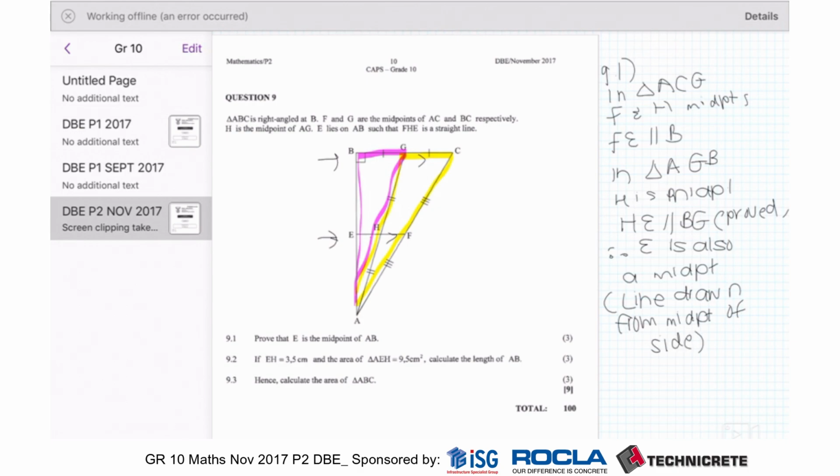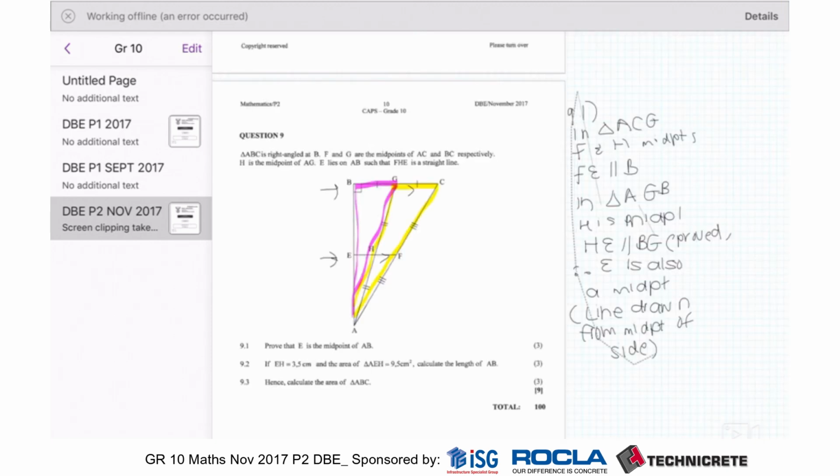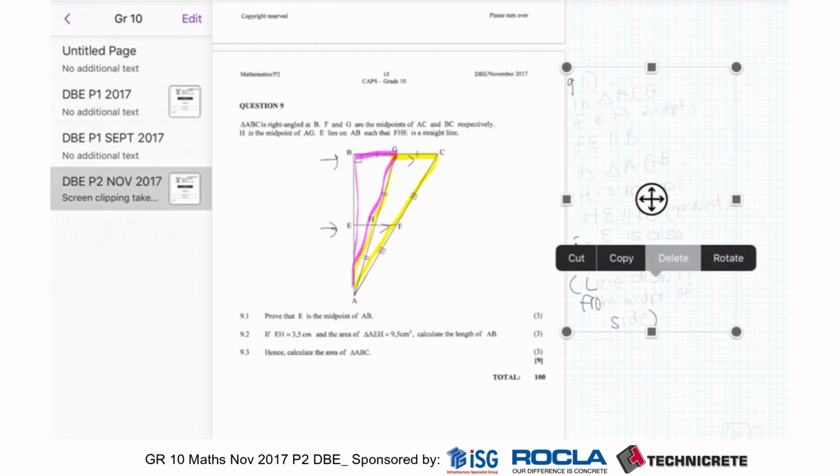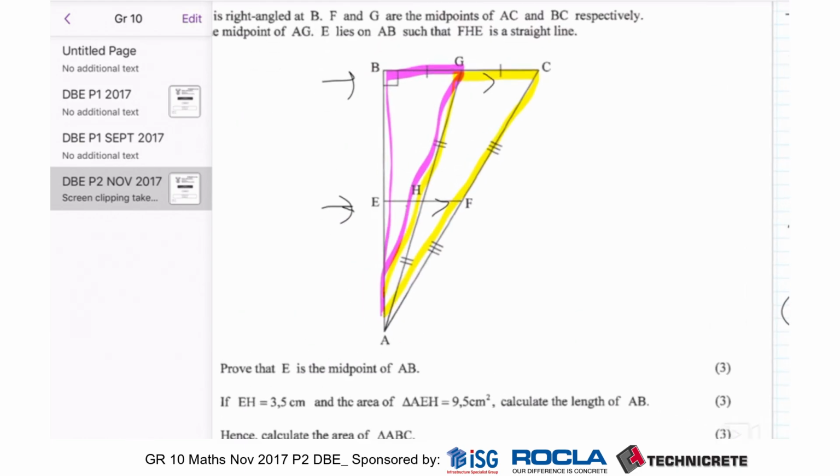Okay, we're going to be solving. Take a look at that and then we're going to solve now, using the knowledge that we have just obtained. Okay, it says if EH is 3.5, so here's my EH. This is also parallel, 3.5. Okay, and the area of AEH, which is here, is 9.5. Calculate the length of AB.